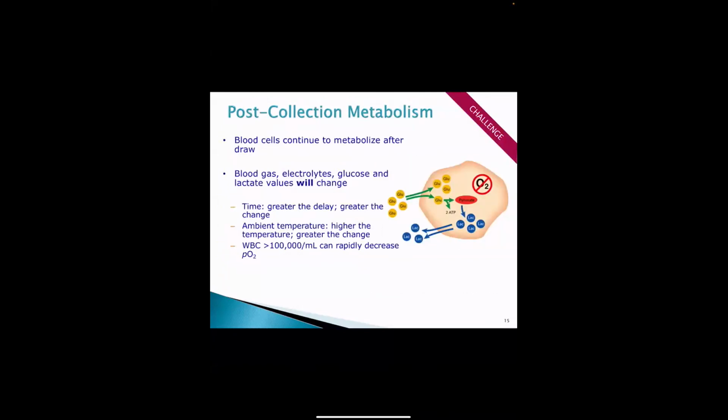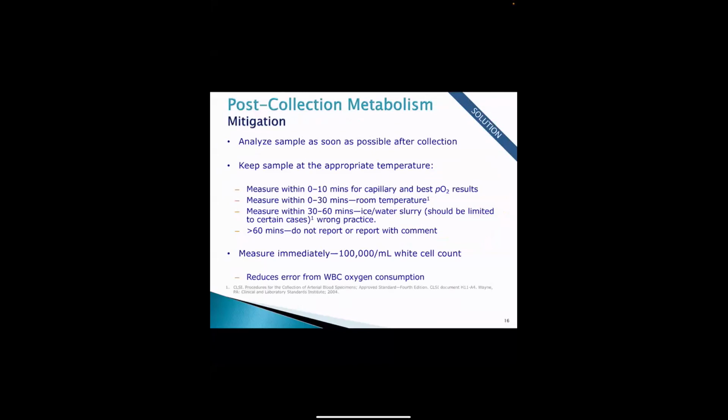Another challenge is the post-collection metabolism. As you know, blood cells continue to metabolize in the syringe after the sample is drawn. An excessive delay before analysis and a warmer ambient temperature increase the metabolic rate, which results in oxygen and glucose consumption, carbon dioxide and lactate production, and a decrease in the pH. So how to avoid this challenge?